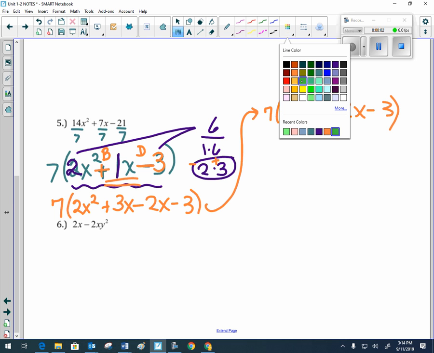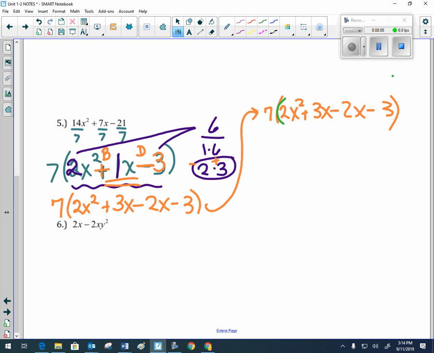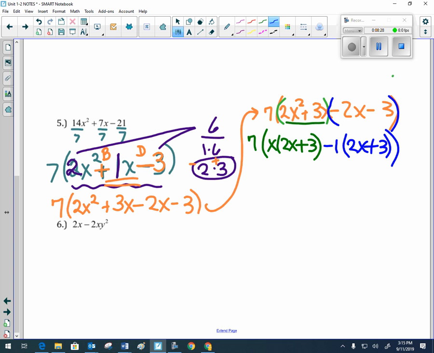When I do the grouping, I group together these 2 terms, and then I'm going to group together these 2 terms, and I'm going to factor from there. So the 7 carries along. Out of the first 2 terms, I can take out an x and be left with a 2x plus 3. Out of the second 2 terms, I'm going to take out a negative 1 and be left with 2x plus 3. The 7 is going to carry along again, and now I look at my 2 terms and I say, what do these 2 terms have in common? They both have a 2x plus 3, so I'm going to take that out. What's left over when I take that out is the x that's here and the negative 1 that's here, x minus 1.